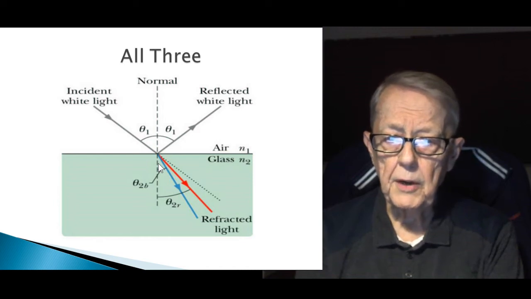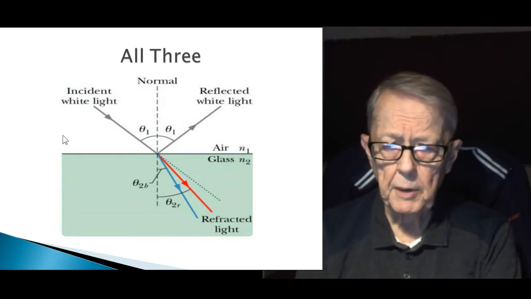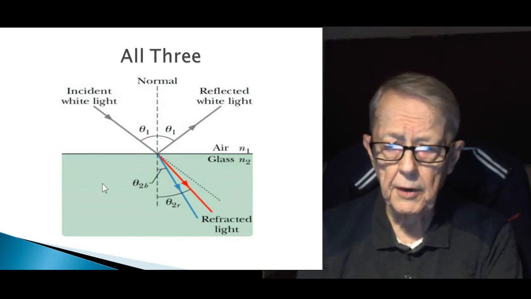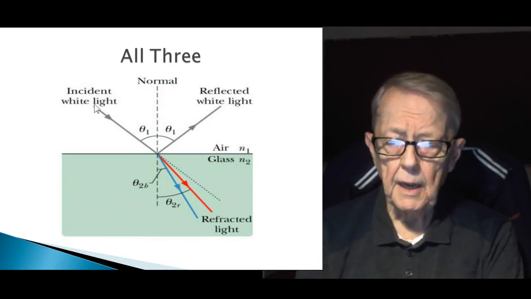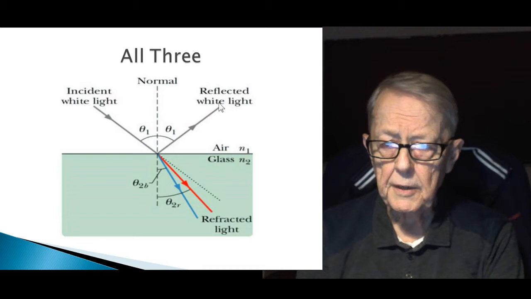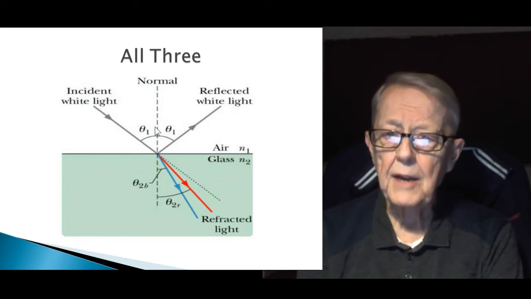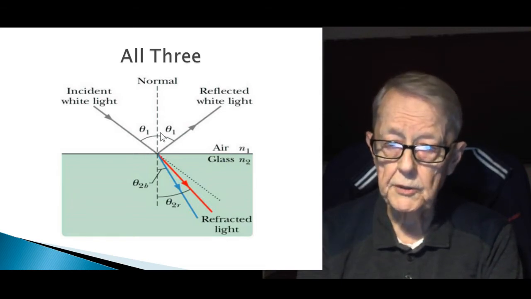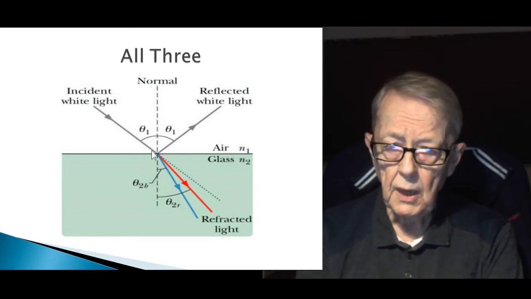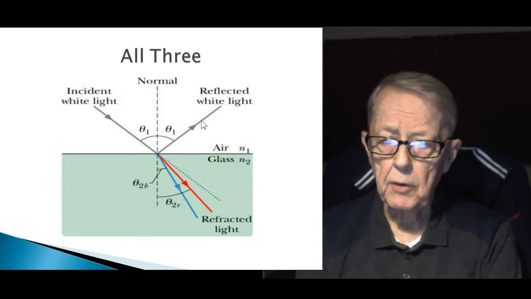Okay, well, all three of them are shown in this drawing one way or another. You have incident white light, where you're coming presumably from air into glass. Yeah, here it is, air into glass. And the white light is reflected this way, and the reflected angle is measured from a vertical normal, which is theta 1. And the angle of incidence equals the angle of reflection.